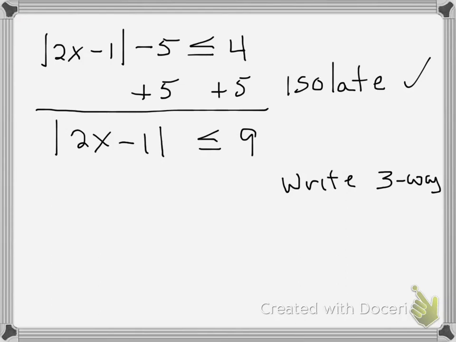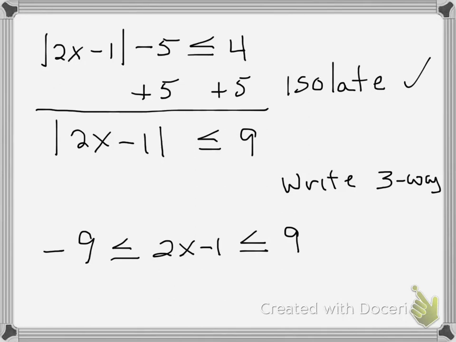So the way we do that is we start with what's inside the absolute value, but that goes in the middle. So I'm going to write 2x minus 1, and then on either side of that I'm going to put less than or equal to, less than or equal to, because that's my inequality. The 9's going to go on the right, and on the left I'm going to put my negative 9. So that's my inequality that I'm going to have to solve.